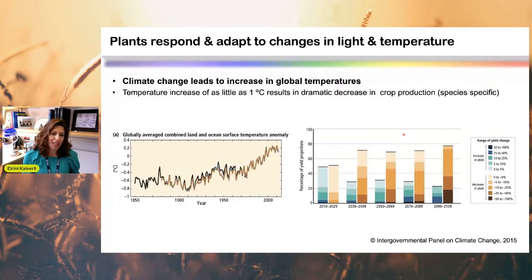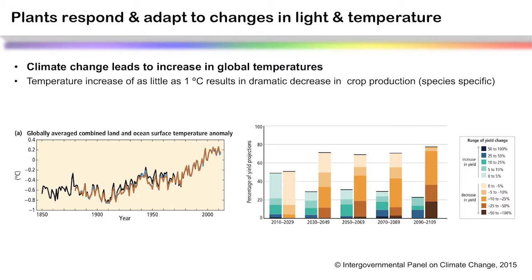Now, it's not surprising that sunlight goes hand in hand with an increase in temperature. And in recent years, climate change obviously leads to an increase in global temperatures. A lot of studies have shown that a temperature increase of as little as 1 degree Celsius can lead to huge crop losses. This is, of course, species specific, and some species may benefit from an increase in temperature, but the trajectory suggests that there's going to be a huge issue in food production with an increase in global temperature.